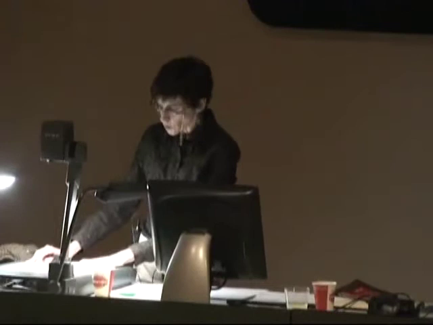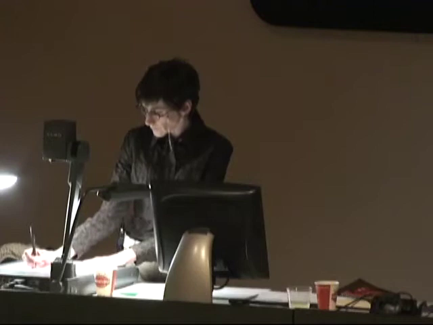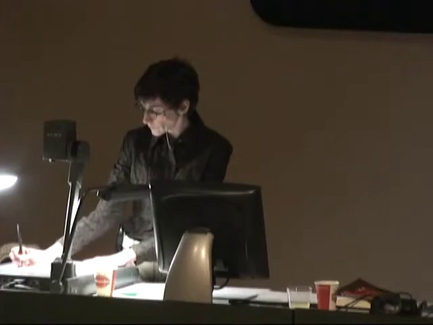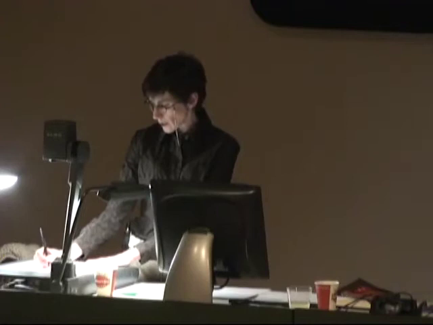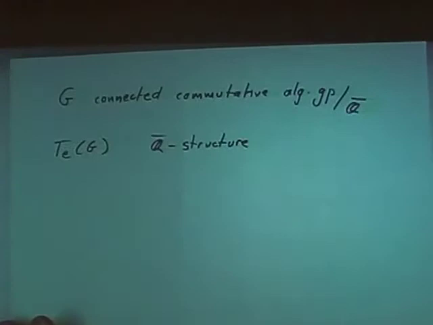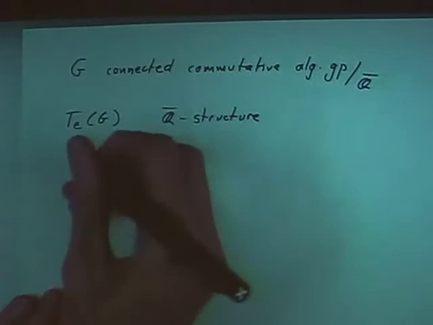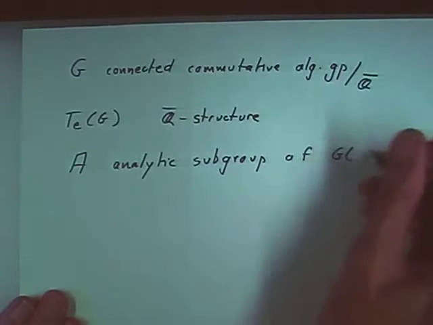So let G be a connected commutative algebraic group defined over Q bar. So the tangent space at the origin to this group has a natural Q bar structure because it's defined in terms of the invariant derivation, so you can put a Q-bar structure on it. And so let A be an analytic subgroup of the complex points of G.